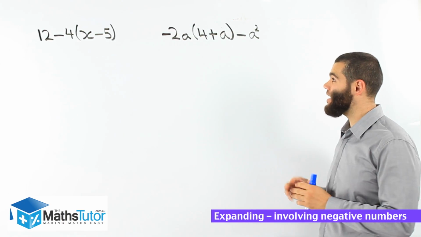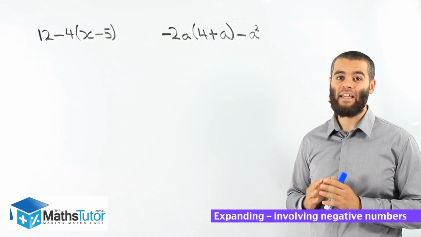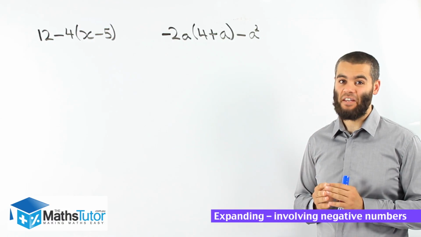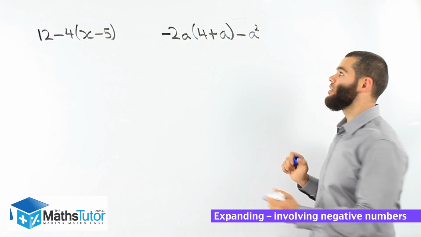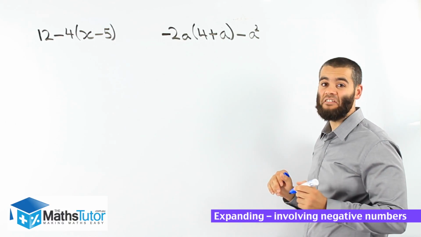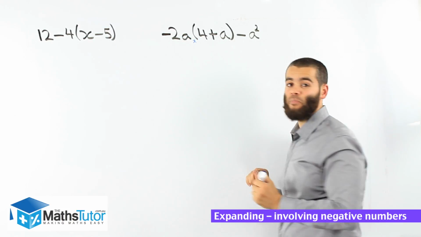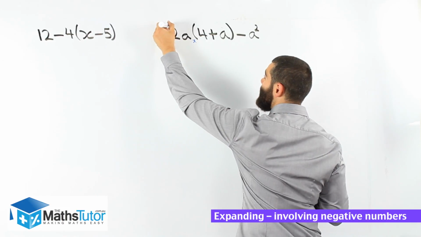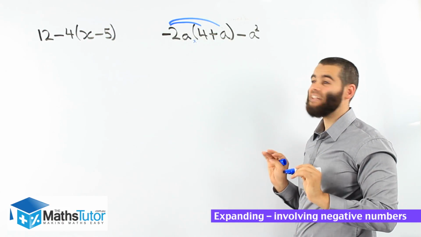Now we're going to be expanding and also simplifying. However, we've got to be careful. There are negative numbers, so we have to be extra careful. Okay, we have negative 2a, open bracket, 4 plus a, close bracket, minus a squared. Well, we know there's a multiplication. We need to expand first. So negative 2a times everything inside the bracket, only inside the bracket.